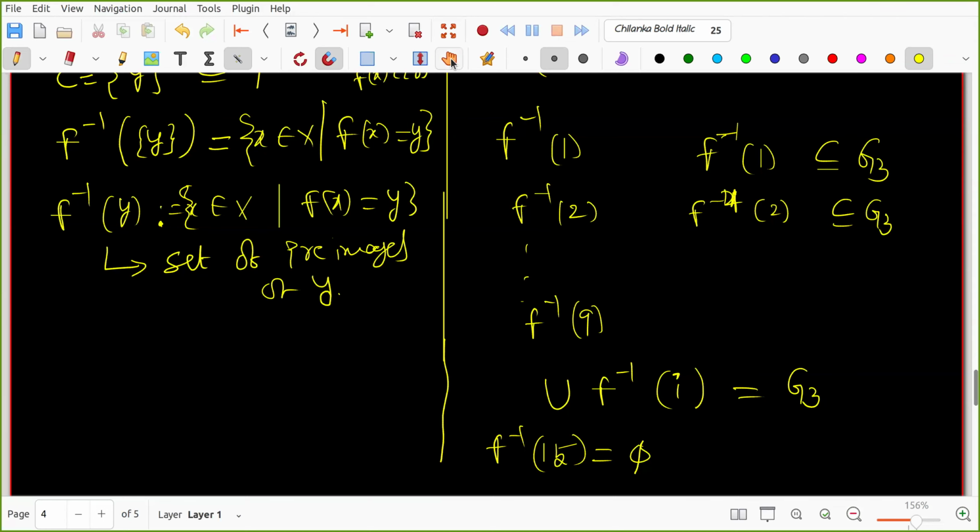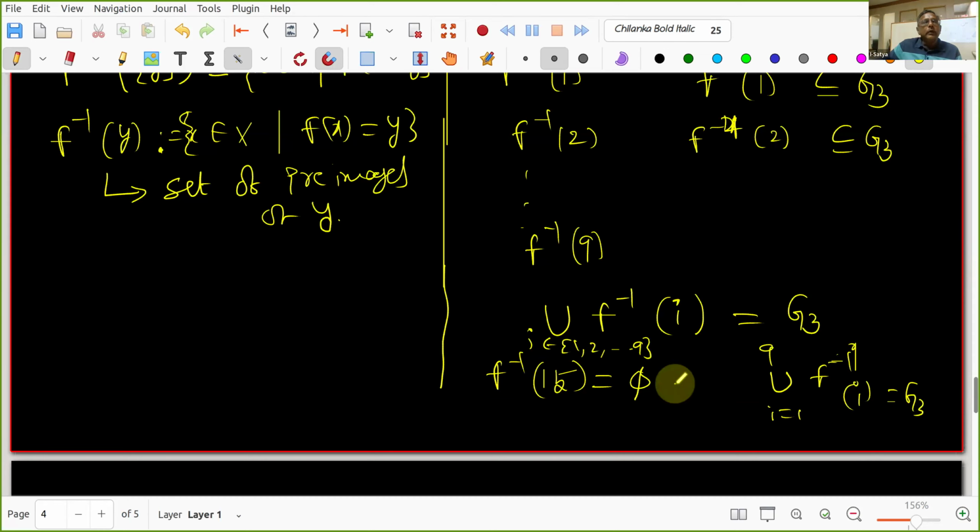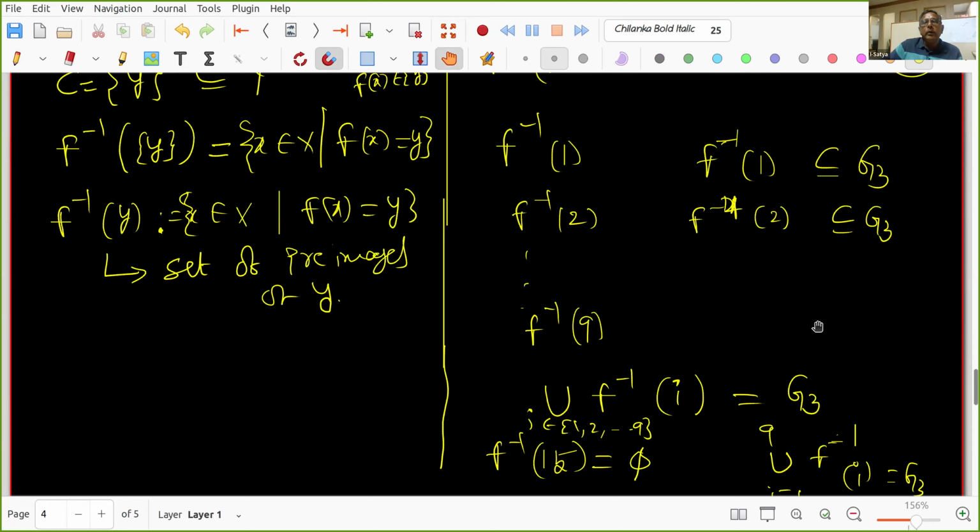Yes. Okay. So I hope all of you are clear. Here i belongs to 1, 2, 3 up to 9, right? Also you can write i equal to 1 to 9, union of F inverse of i is equal to G3, right? Okay. What else can you say, Pujita, about these sets? So she told that the union is equal to the whole of G3. Can you say any other things?